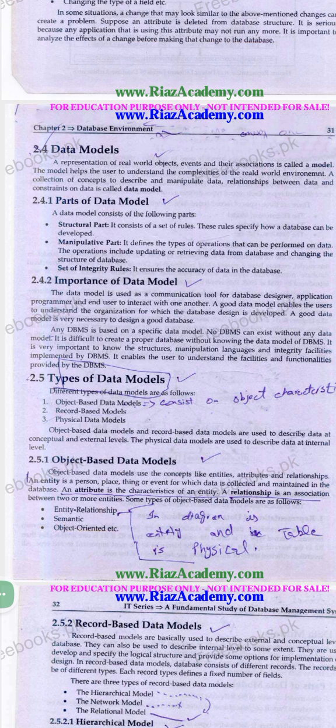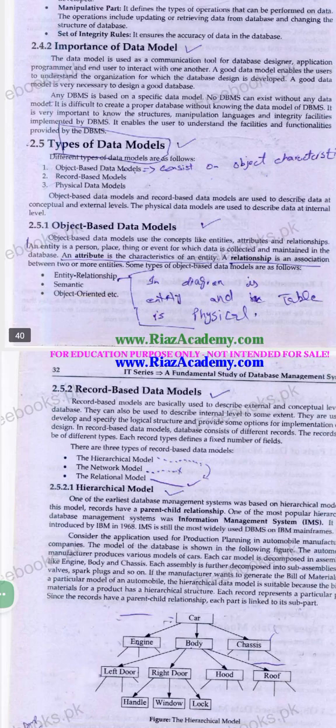Next we have the types of database models. There are three different types of data models: object based, record based and physical data models. Further classifying, we are moving forward to the object based data model.